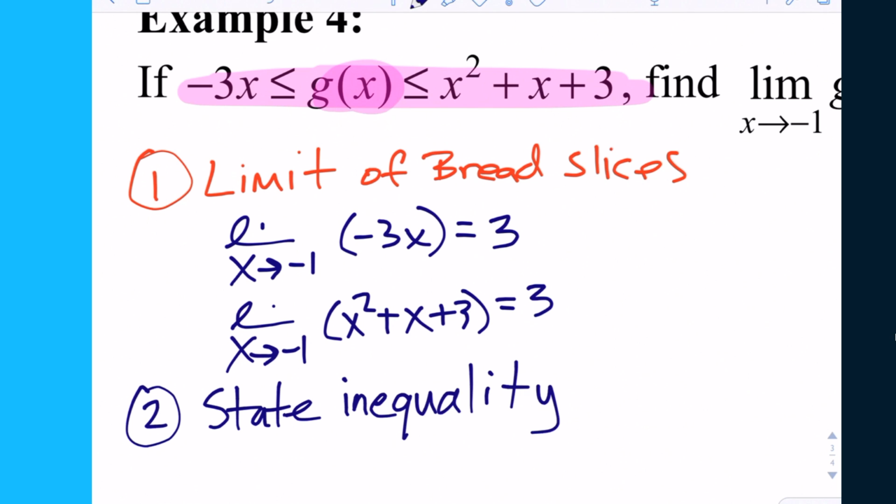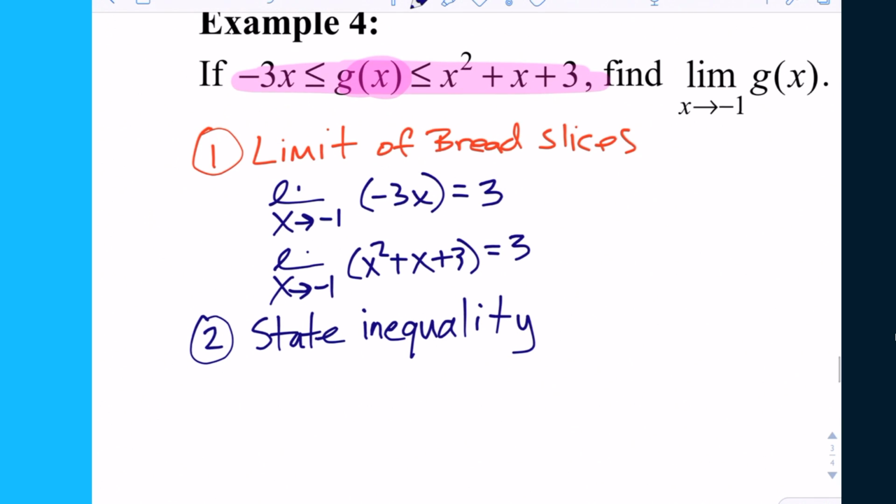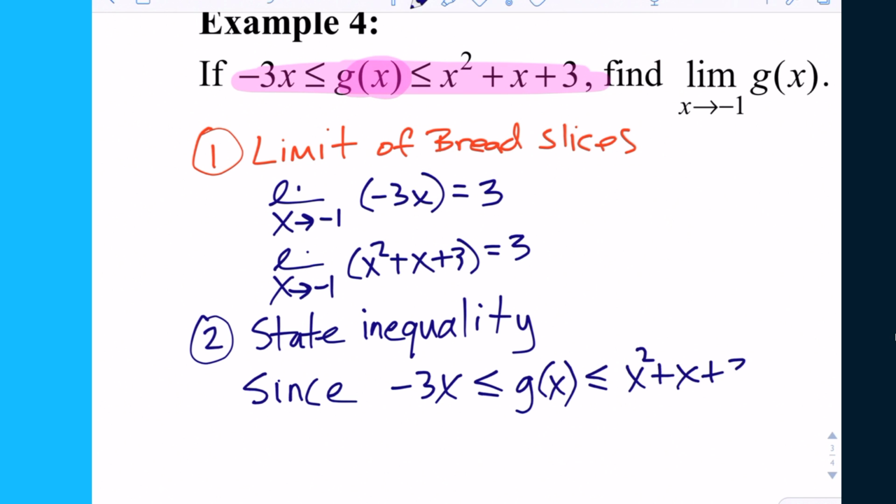Stating it shows that you know it's important. So you got your limits of the top and bottom calculated. They're the same. So now you could say since -3x is less than or equal to g of x, which is less than or equal to x squared plus x plus 3. And then the third step would be to find the limit that you're asked to find.